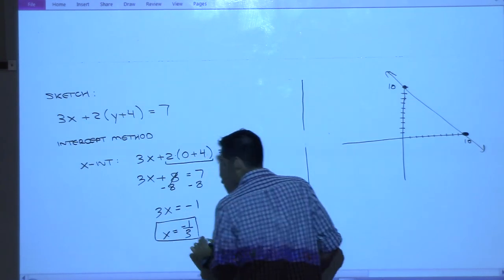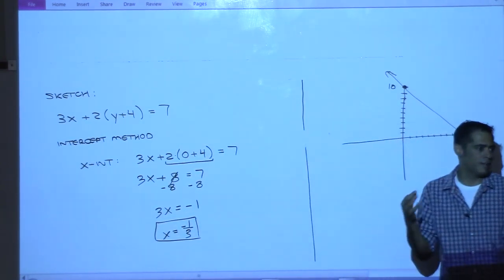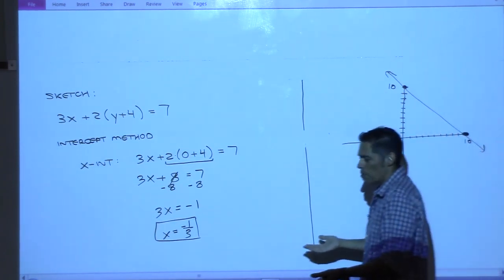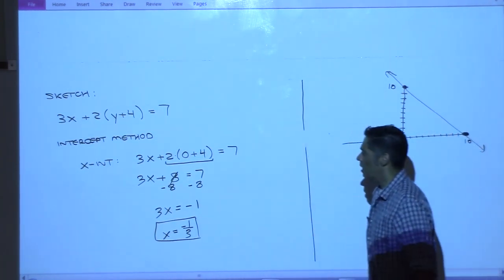So this is going to kind of suck, right, Evan? Because we have a fraction as our x-intercept. And you know what? That's life, okay? And sometimes you have to work with fractions. So there it is. All right, so now we move on.